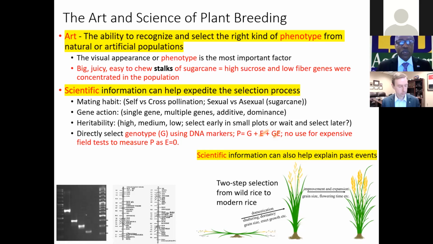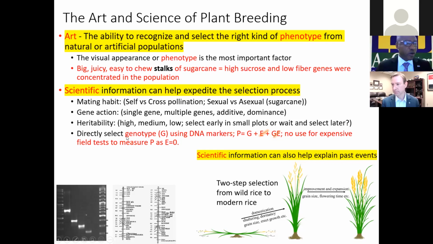So in our program, we start by understanding the mating habit of the species in which we're working. We understand the gene action or the genetic control of the traits of interest. We understand the heritability of the trait. If the heritability is high, we select with more confidence. If the heritability is low, we tend to lower our selection pressure during our selection process.